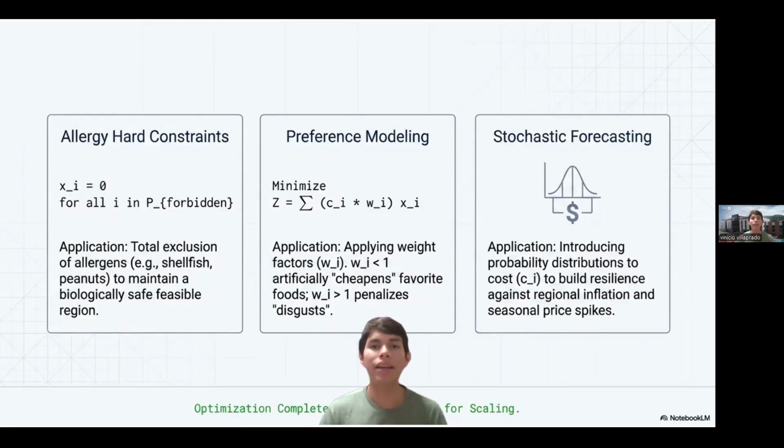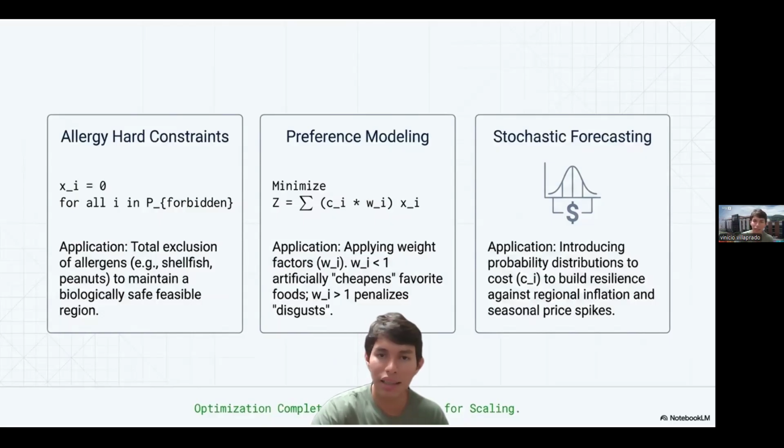Also, adding a preference modeling. For me, it's not a deal. I eat everything. But what if a person doesn't like tuna, for example? Then I add some weights so that a liked item looks cheaper, or has an expensive cost if it disgusts us.